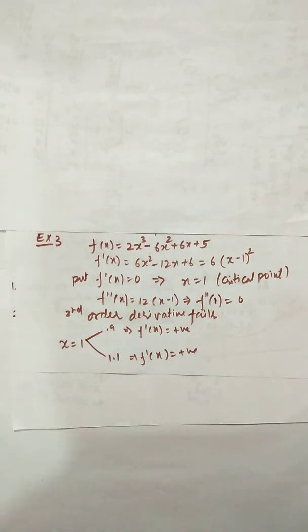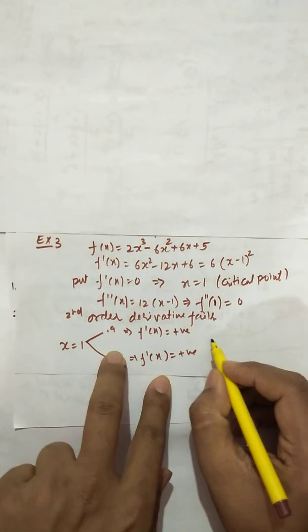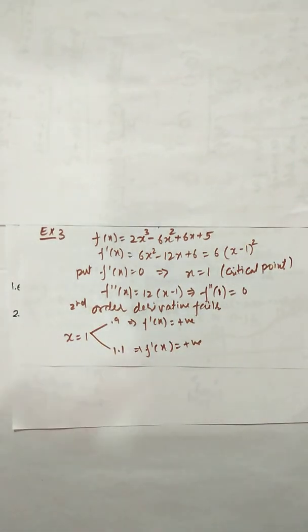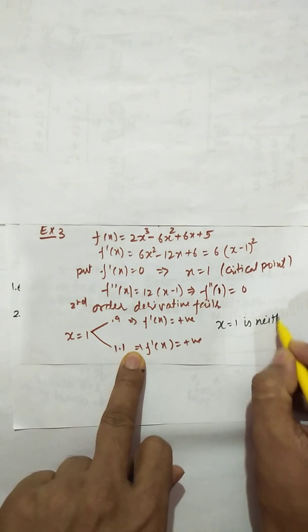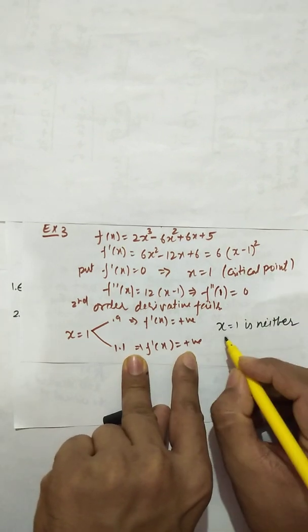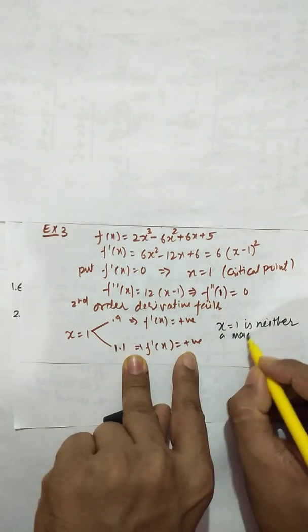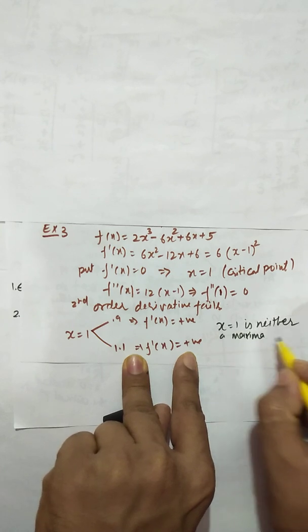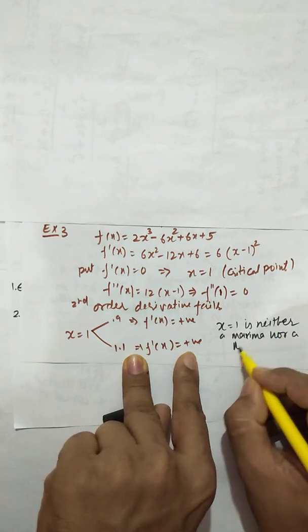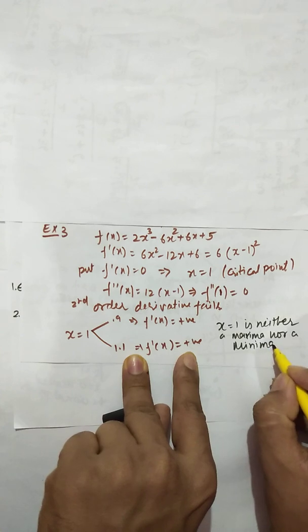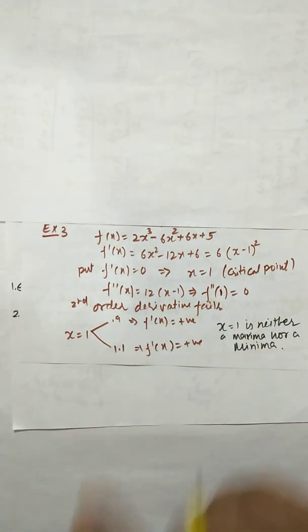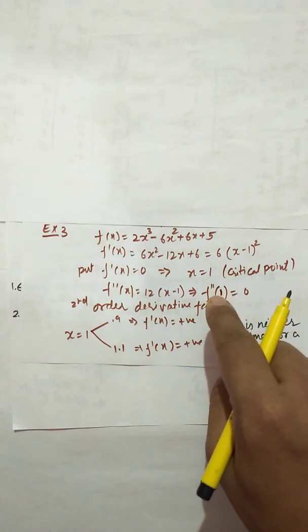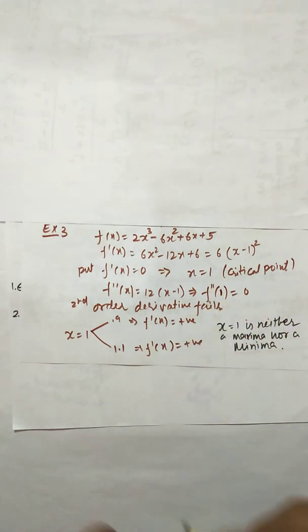So you can say that, I'm using a different pen, x equal to 1 is neither a maxima nor a minima. So it is important to understand that the second derivative test works only when f double dash is not equal to 0 at that critical point.